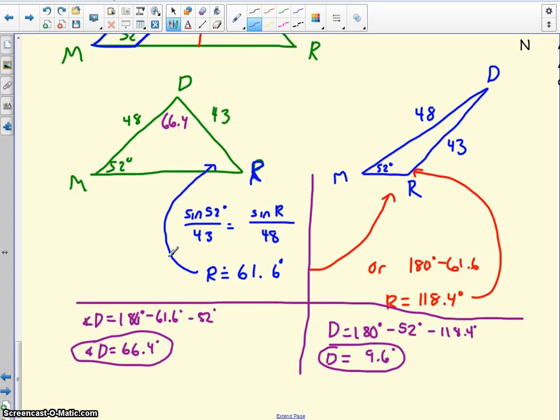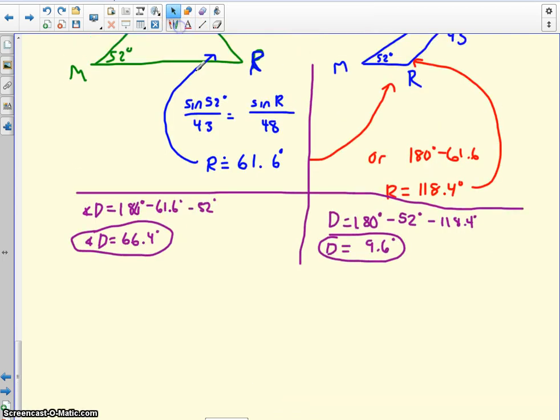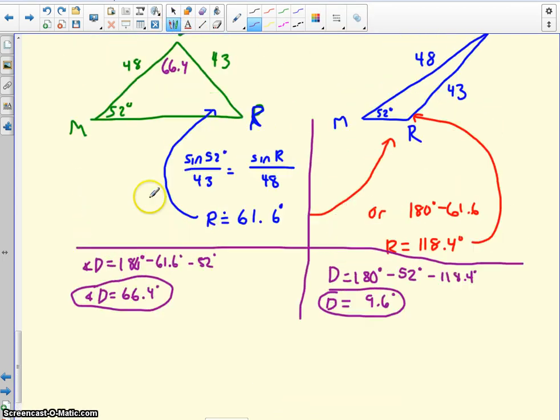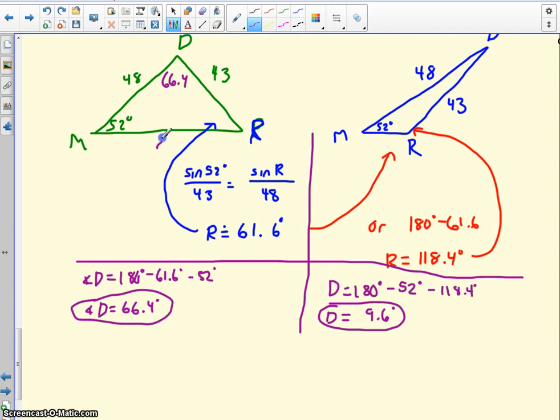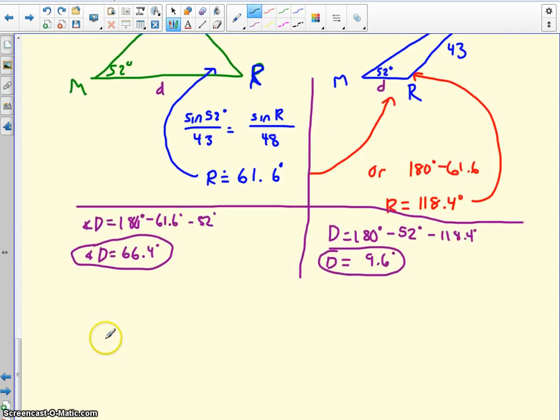Once for the acute triangle, where angle D was 66.4 degrees, and one for the obtuse triangle, where angle D was 9.6 degrees. So I'll set up both equations. I'll let you work through the math on your own. But to finish this one up here, if we want to solve for side D in each case, it will be the sine of 66.4 degrees over D.